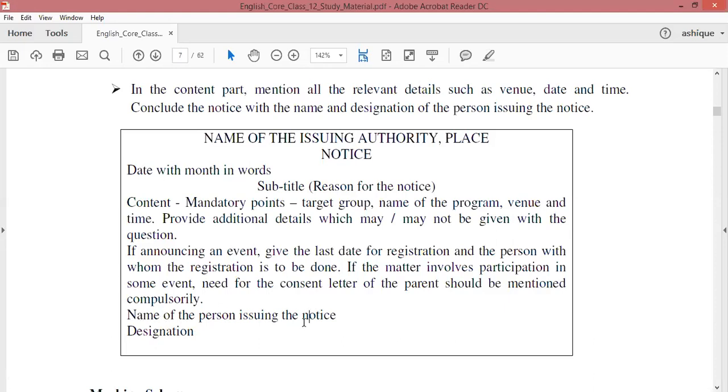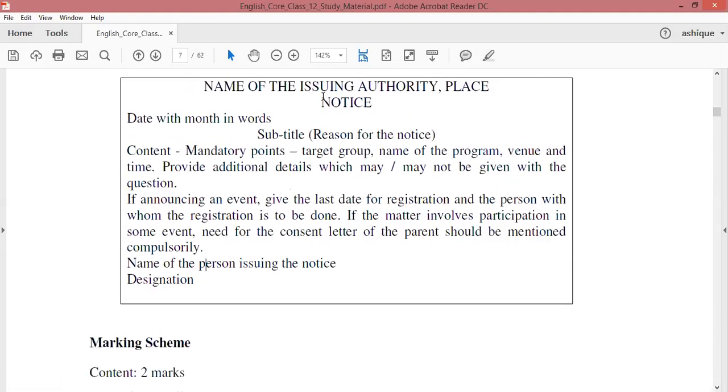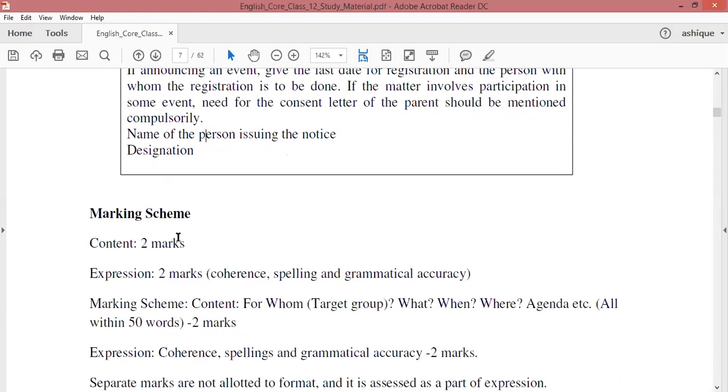Name of the person issuing the notice and designation. So this is a sample format. You may take a screenshot that will help you write your notice when you're writing it. Next comes up your marks.